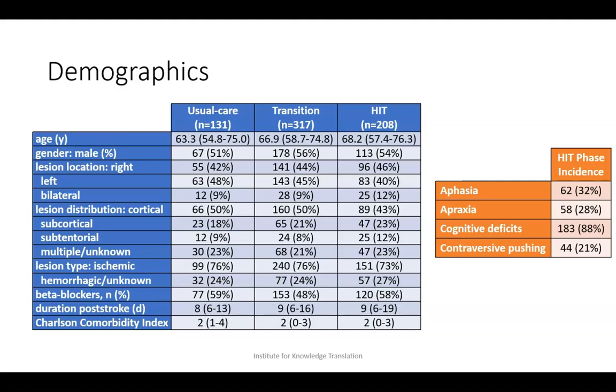So what I did here was I searched through the PT documentation for some of the keywords related to each of these different kinds of comorbid stroke impairments. So in the 208 individuals in the HIT phase, in 62 of those individuals, or 32% of that population, there was some sort of documentation regarding aphasia as limiting the patient. 28% had documentation of apraxia, 88% had cognitive deficits documented, and 21% had contraversive pushing documented.